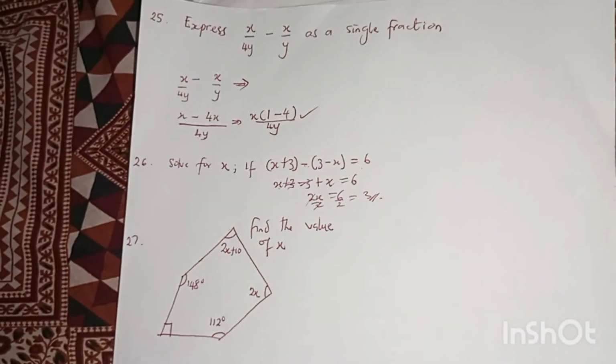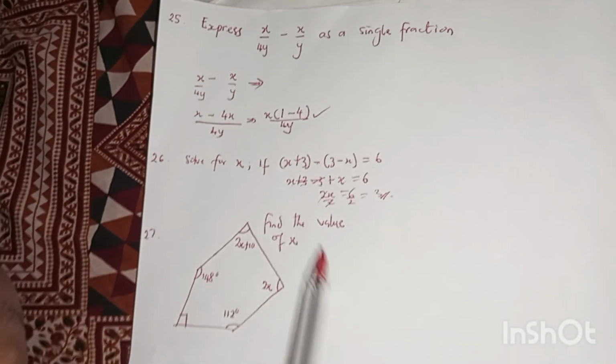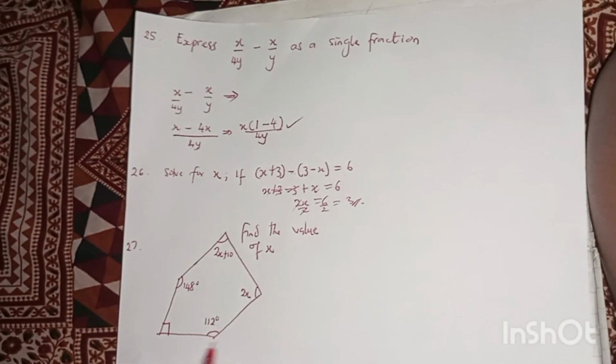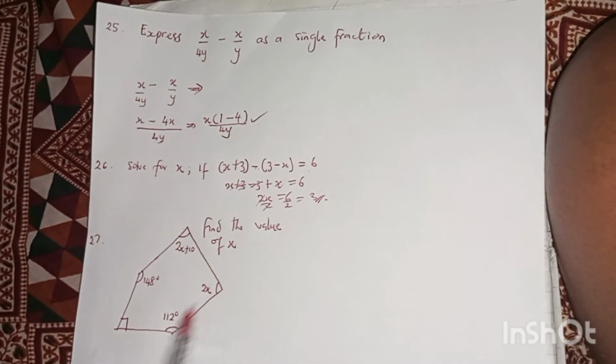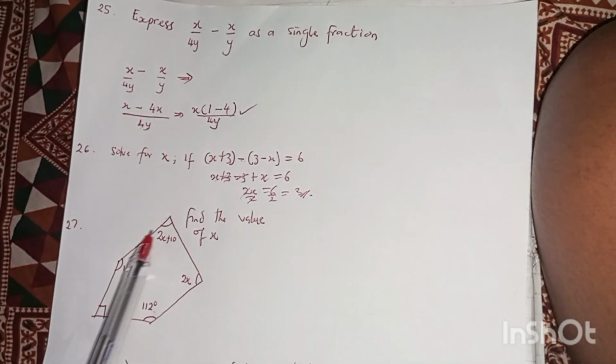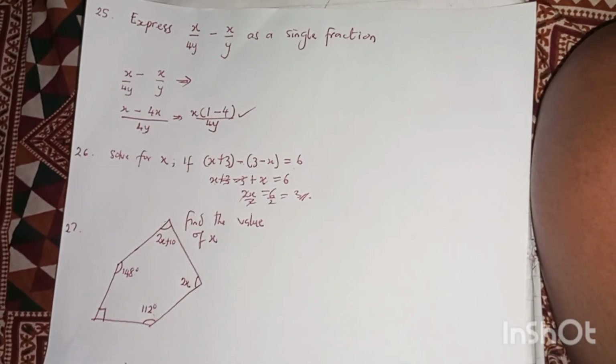Then number 27 says to find the value of x. You can see this shape now. What kind of shape is it? It's a five-sided shape. It's a pentagon. And what's the sum of angles in a pentagon? That should be 540. So it means we add all of these angles together and just equate it to 540.